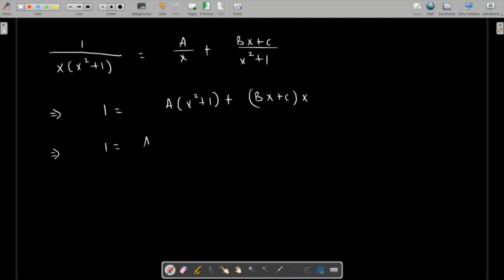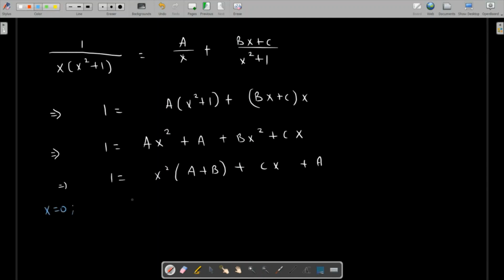So it's going to look like 1 is equal to ax squared plus a plus bx squared plus cx. So I'm going to compare both the terms now. In fact, I'm going to first simplify it with x squared taken as common. So that's a plus b times x squared plus cx plus a. Clearly, if I place x as 0, because I'm going to find the constants a, b, and c now, it means that 1 is equal to a.